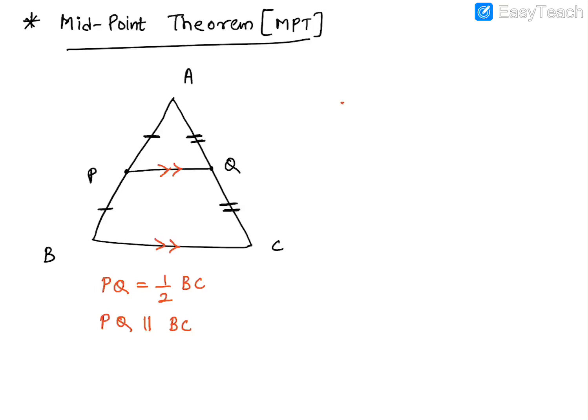the base BC. Okay. Now another thing, in the exams you don't need to write the whole statement of the midpoint theorem. You can simply write the reason as midpoint theorem, which states what? The line segment joining the midpoints P and Q of any two sides of a triangle will be parallel to the third side and it will be half of the third side. So that is what the midpoint theorem states.